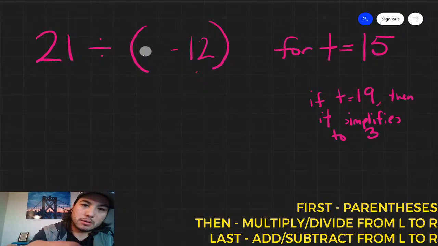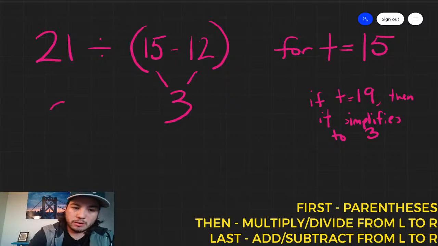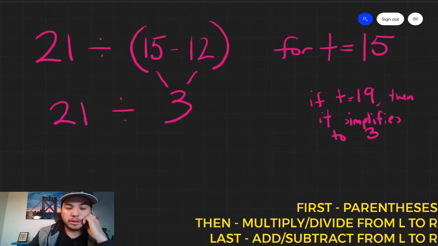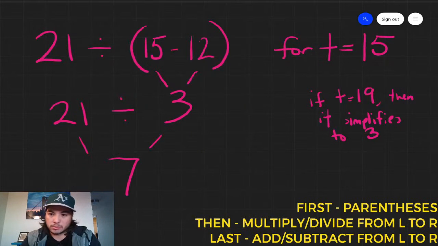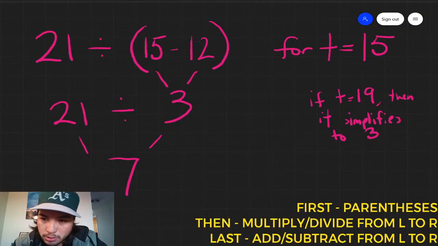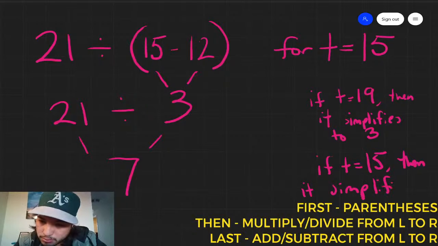So erase, substitute in your 15, and then solve. 15 minus 12 equals 3. 21 divided by 3 equals 7, or 3 times 7 equals 21 to check it. Okay, so if t equals 19, then it simplifies to 3. If t equals 15, then it simplifies to 7.